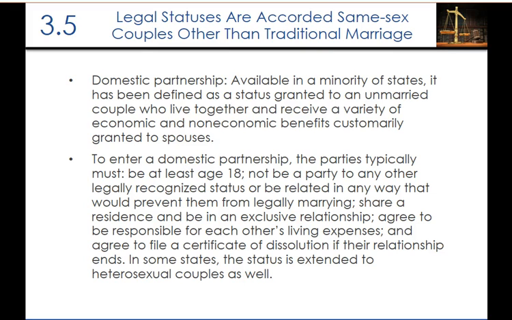Domestic partnership, available in a minority of states, has been defined as a status granted to an unmarried couple who live together and receive a variety of economic and non-economic benefits customarily granted to spouses. To enter a domestic partnership, the parties typically must be at least 18, not be a party to any other legally recognized status, or be related in any way that would prevent them from legally marrying, share a residence and be in an exclusive relationship, agree to be responsible for each other's living expenses, and agree to file a certificate of dissolution if their relationship ends. In some states, the status is extended to heterosexual couples as well.